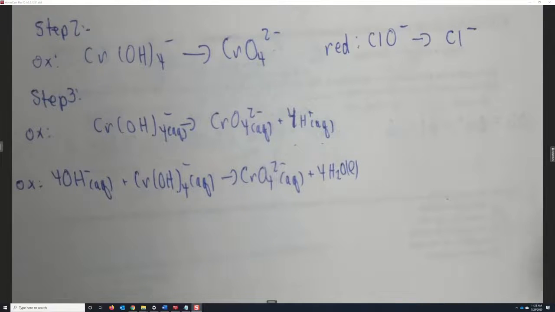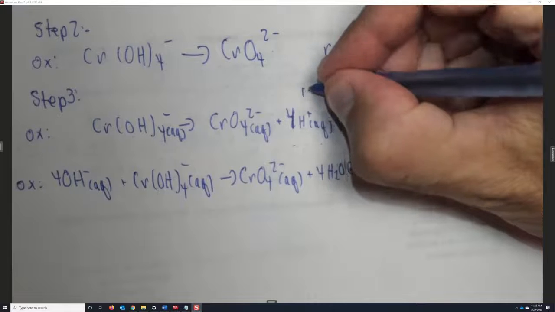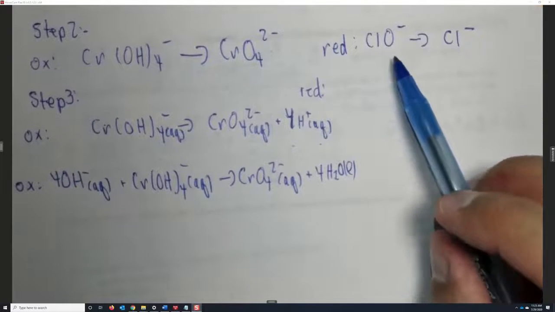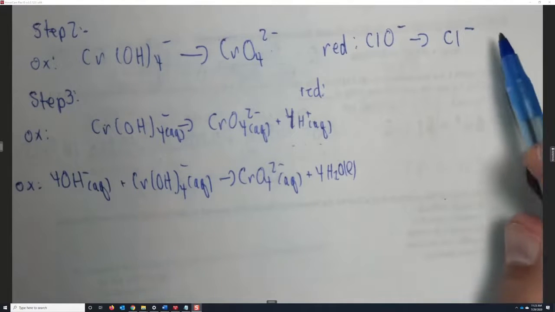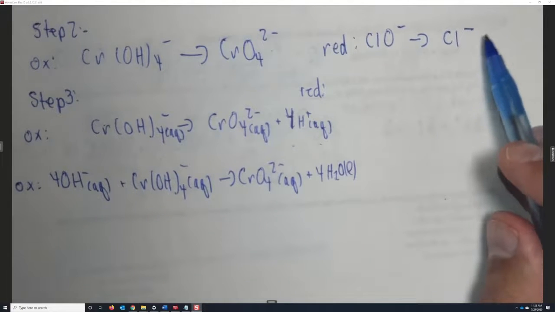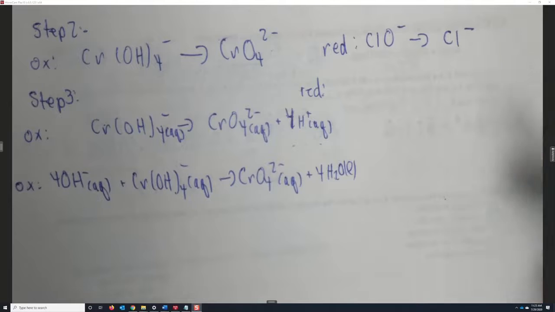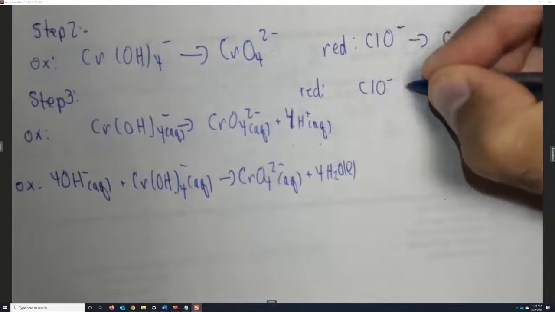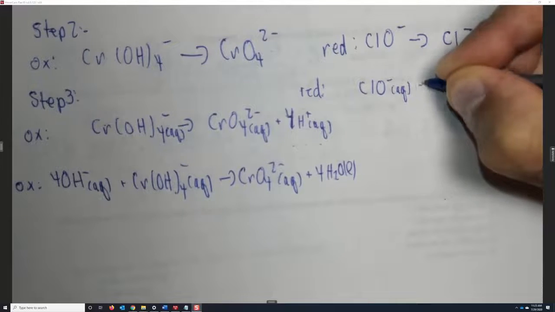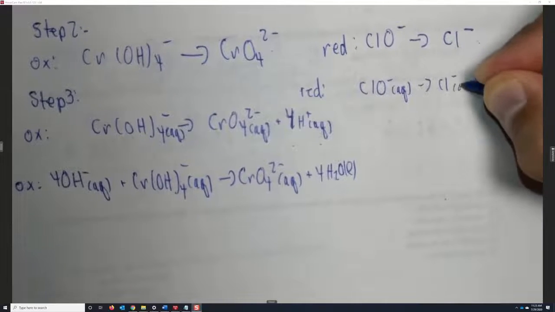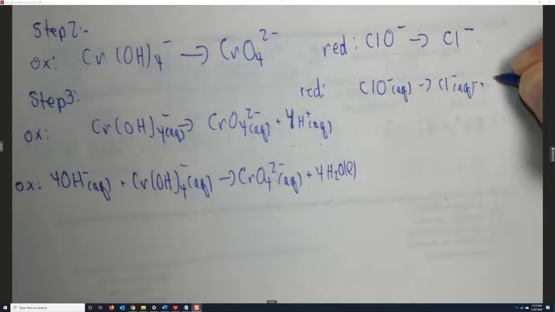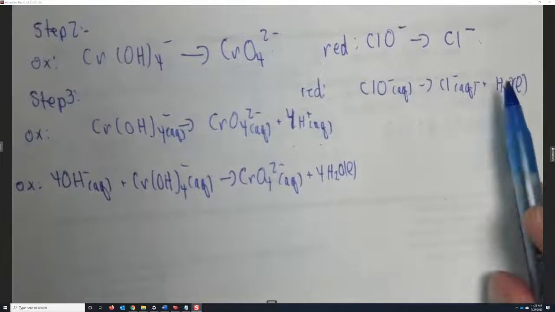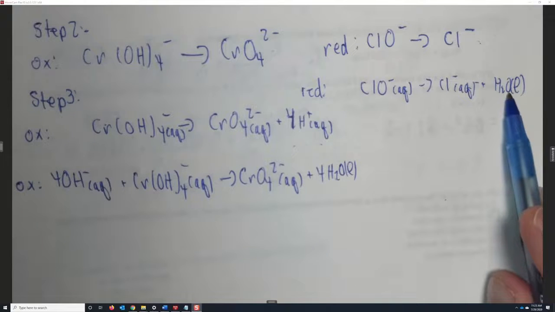I didn't space this out perfectly, but for the reduction half reaction, let's start by balancing the oxygens. In this case, I have 1 oxygen on this side and no oxygens on this side. So in order to balance it, I need to put a water over here. So what I have is ClO minus aqueous yields Cl minus aqueous plus H2O liquid. So now oxygen and oxygen balance out.